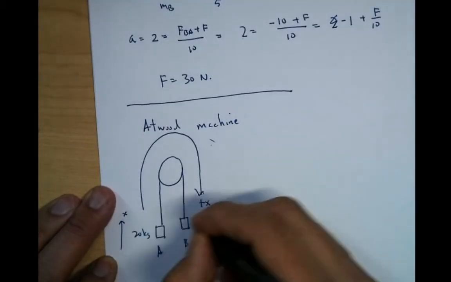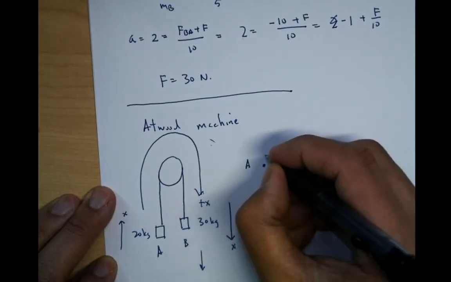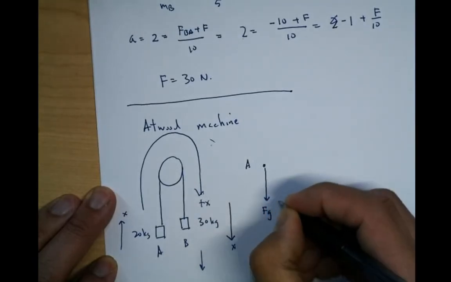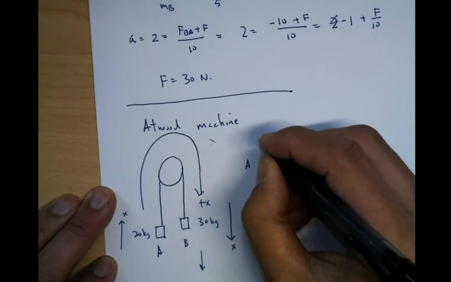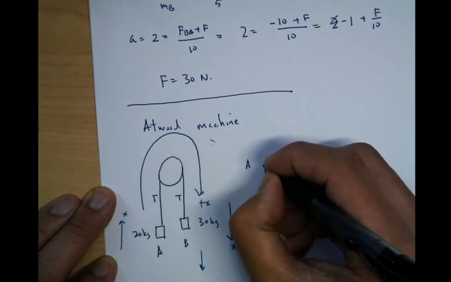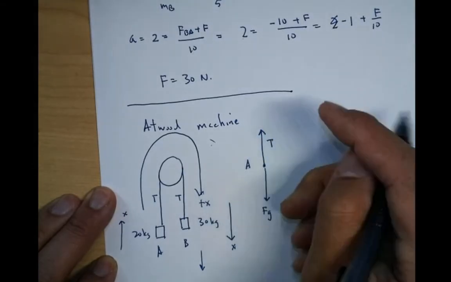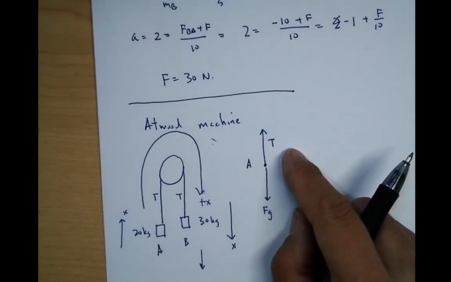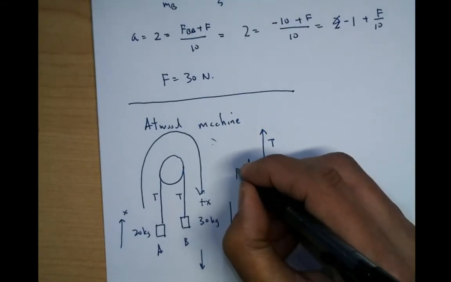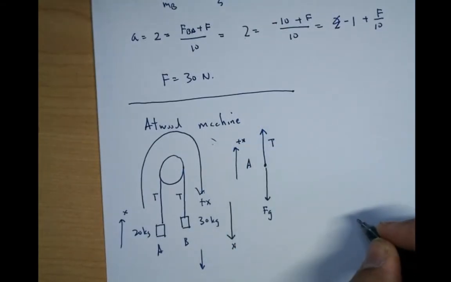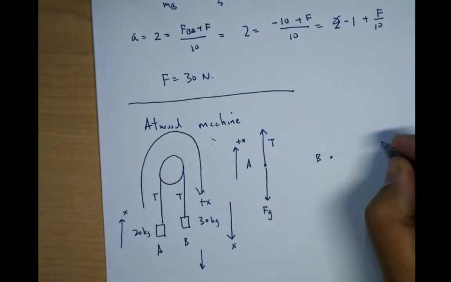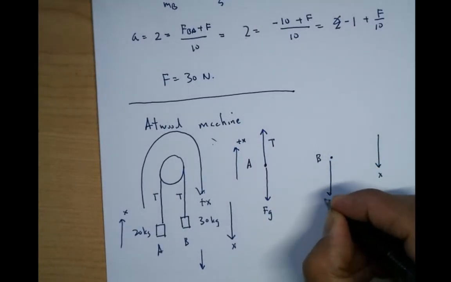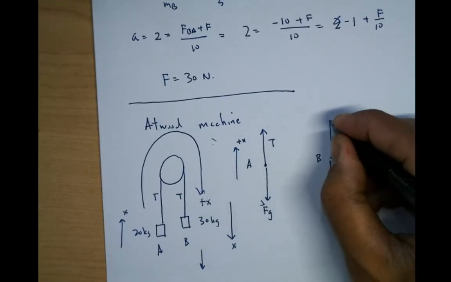So let's draw the free body diagram for each of these masses. This is mass A. What does it feel? It feels the force of gravity, and it also feels the tension. We'll call this tension. In this case, this is going to be the plus x direction. Now if I look at mass B, plus x is going this way. I'm going to feel the force of gravity again, and again I'm going to feel a tension here as well.